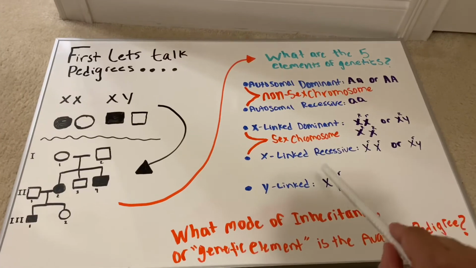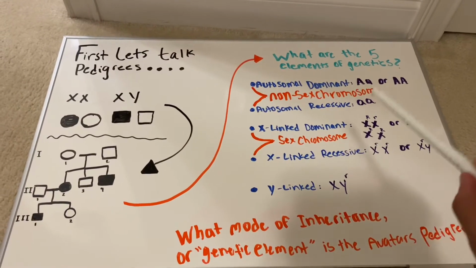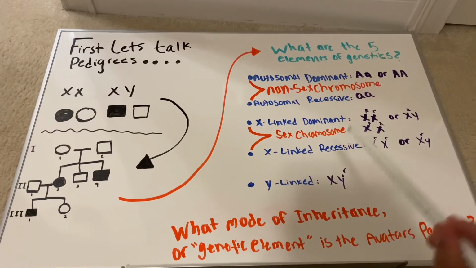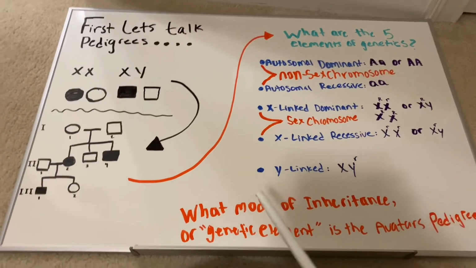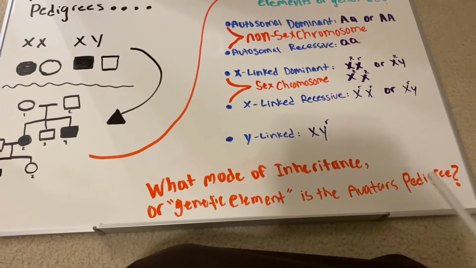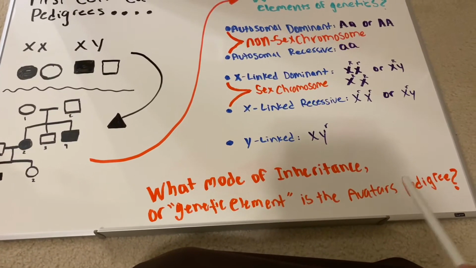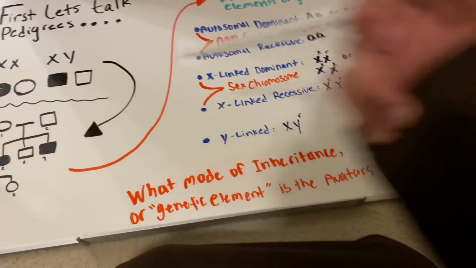Y-linked, X, Y, and the trait is on the Y, which means the trait can only be passed down to the sons. All right, what mode of inheritance or genetic element is the avatar pedigree? And that's what we'll know next.